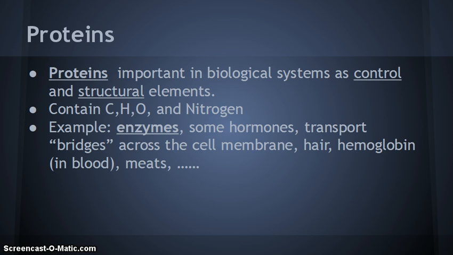They contain C, H, and O, which we found in our lipids and our carbohydrates, but now we're going to see nitrogen as well. An example are enzymes. Some hormones, transport bridges so they cross the cell membrane. Hair, hemoglobin in blood, meat, and many, many more. And we're not going to go into every single one of those.